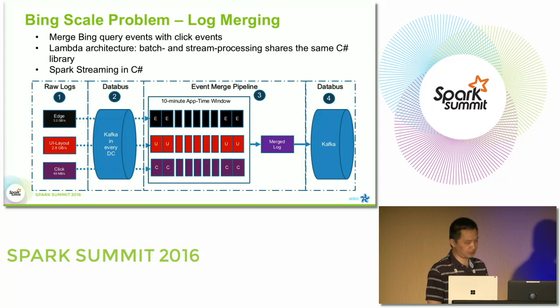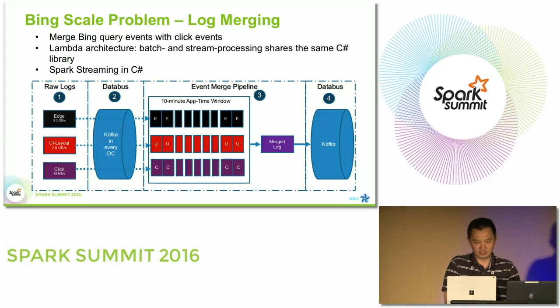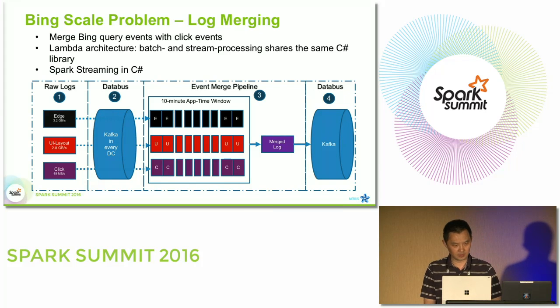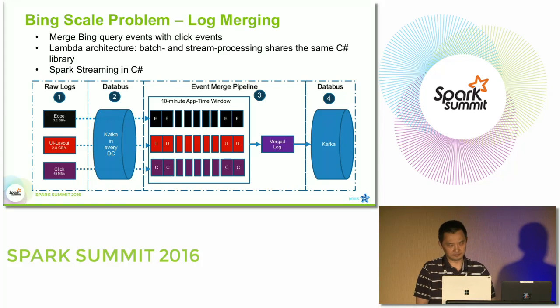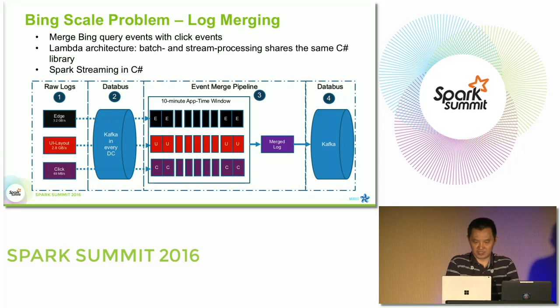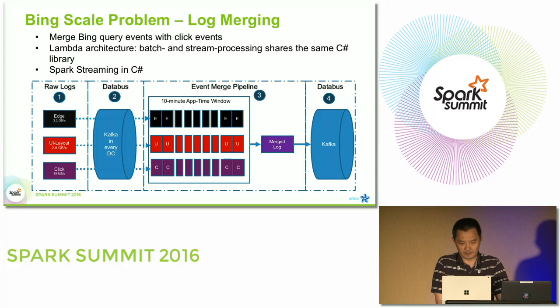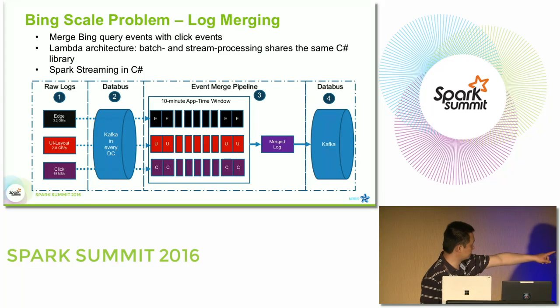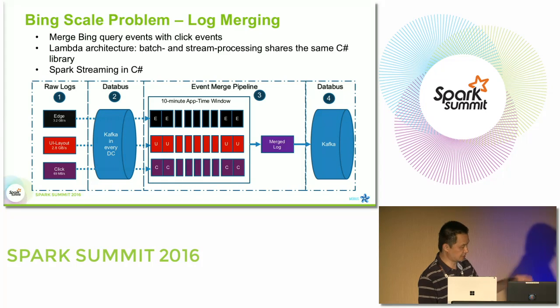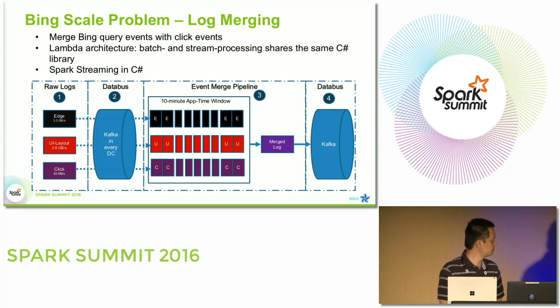We want to join the 3 topics on a common globally unique ID within a predefined time window. By predefined time window, we mean that once the query event comes, it will wait for a predefined time of, for example, 10 minutes for its related clicks to come. When the query event runs out of the 10-minute time window, it will run through a merge pipeline, apply further business logic, and eventually output to a destination Kafka queue for downstream consumption.